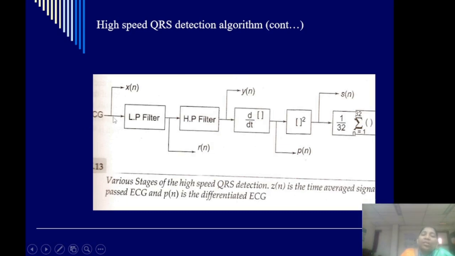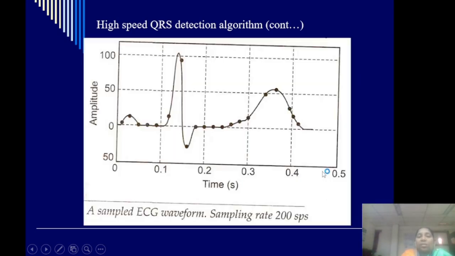First of all, the ECG signal is given to a low pass filter to remove any drift present in the signal. Then it is passed to the high pass filter to remove any high frequency noise. Then the output signal is called y of n, which is first differentiated with respect to time. Then it is squared. Then the squared signal goes into a moving window integrator. The window size is 32, so the equation is given by 1 by 32 of summation n equal to 1 to 32. Throughout the signal we will be placing the window and averaging the signal.